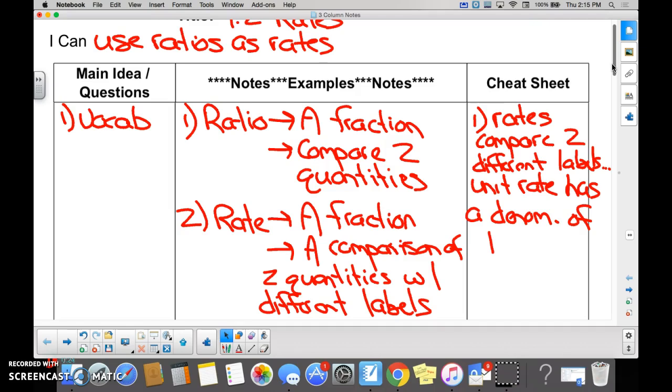A rate has different labels. A ratio has the same label. The top and the bottom, whatever we're comparing, is the same thing. Like I ate one piece of pizza out of two possible pieces of pizza. That's comparing the same thing, right?